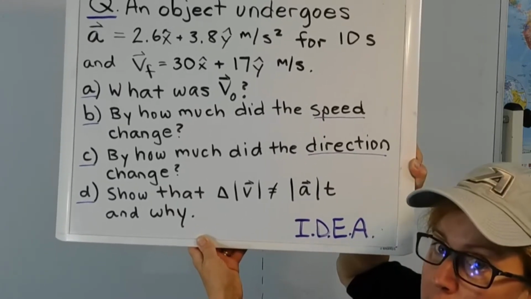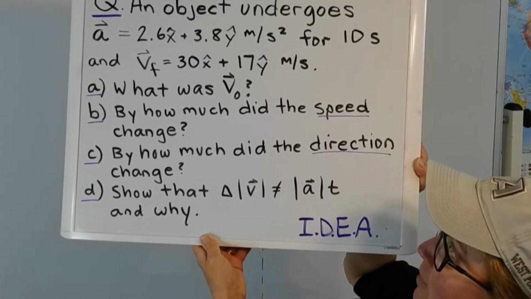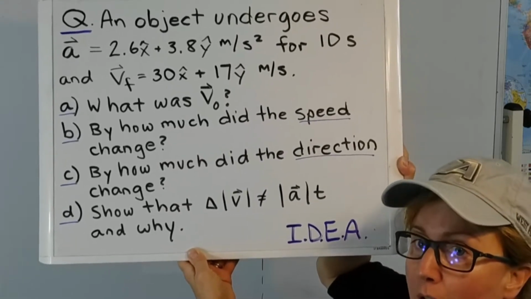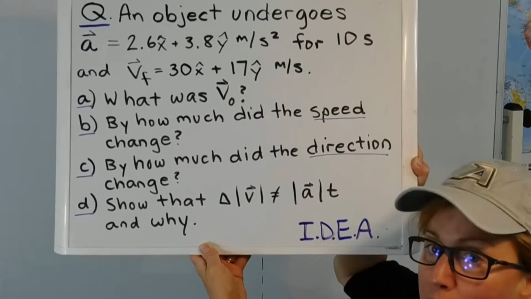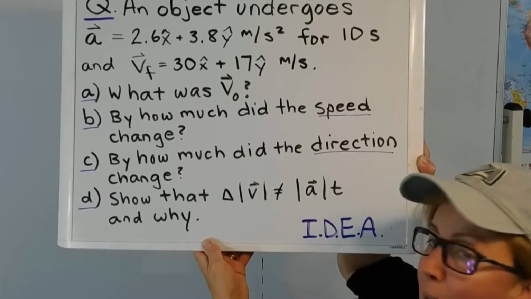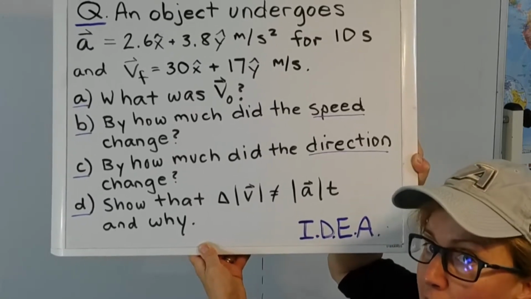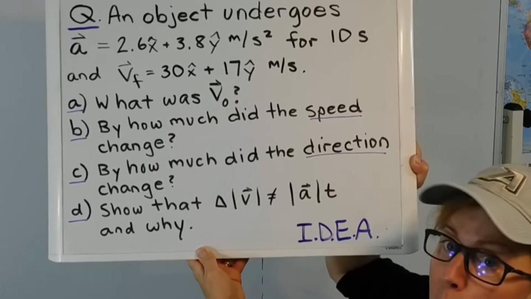A, what was the initial velocity in vector form? B, by how much did the speed change? Now the speed is the magnitude of the velocity, if you recall. C, by how much did the direction change? And D, show that the change in the magnitude of the velocity vector does not equal the magnitude of the acceleration vector times time, and why.